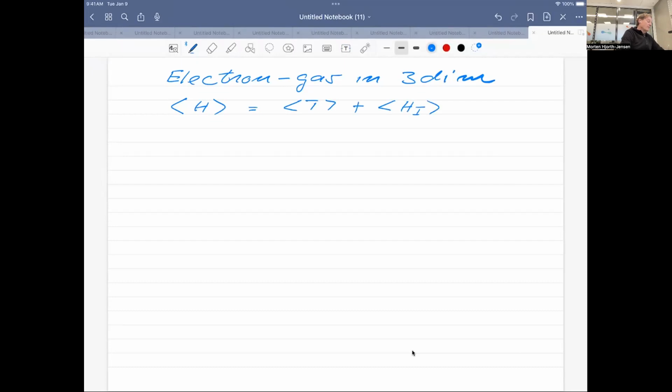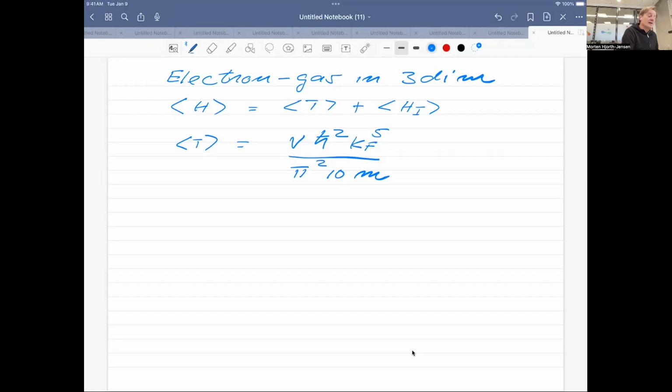And what we found for the kinetic energy, so let's just quickly look back at that one. So for the kinetic energy, we found that that could be written as the volume of the system times ħ squared multiplied with kf to the power of 4. And then we had π squared 10 times m here. And then the other term which we calculated was a term which came from the two-body interaction.